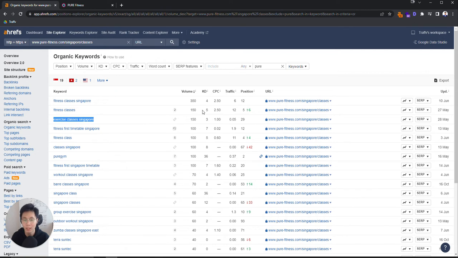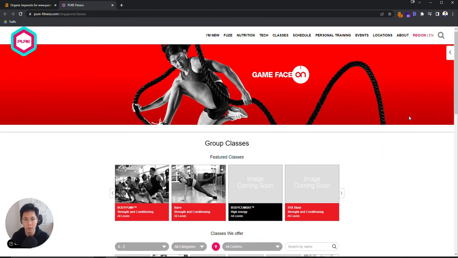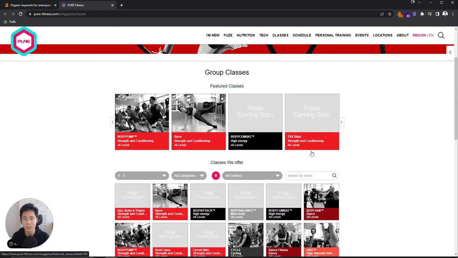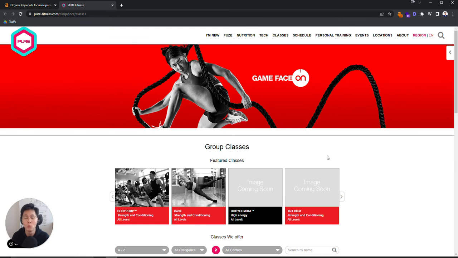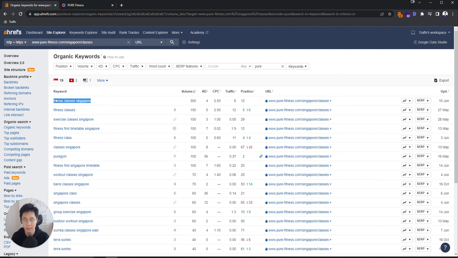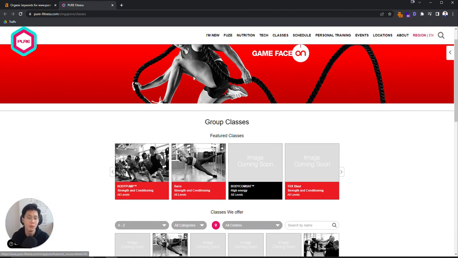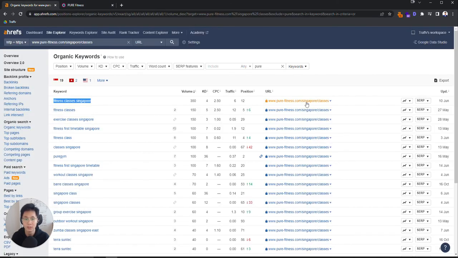The next thing I want to look at is the intention for this keyword and whether that intention matches the page's intention. Earlier, when I looked at this page, it is more of a generic category covering exercise or workout classes. So if I look at "fitness classes in Singapore," does the intention match the page? Meaning, if a person searches for fitness classes in Singapore and lands on this page, will they get what they are looking for? And the answer is yes.